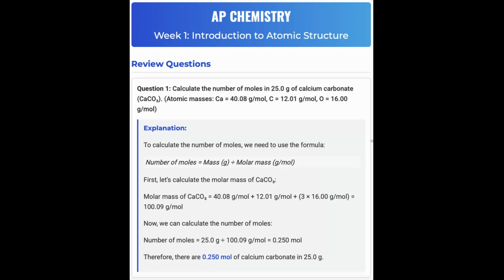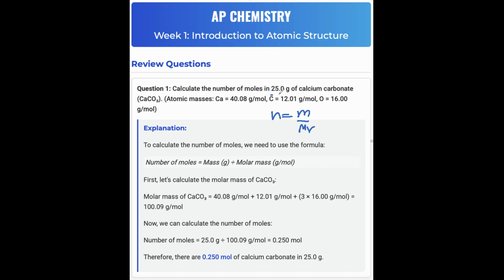So let's start with question number 1 in week 1, Introduction to Atomic Structure. Calculate the number of moles in 25 grams of calcium carbonate. The question asks me to find the number of moles, and the easiest way to find the number of moles is to divide the mass by the molar mass.